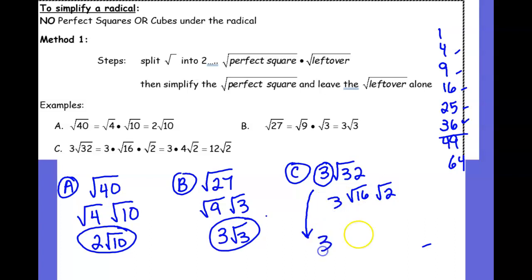So I'm not going to forget about that 3. The square root of 16 is going to be 4, and then radical 2, okay? Now I multiply 3 times the 4, and I get 12, so I'd have 12 radical 2. So that's spelled out in your 3 examples there.